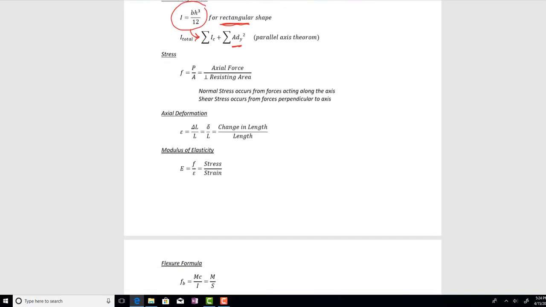When it comes to the stress equation, this is the general stress equation. Stress equals the point load divided by the area. This is simply the axial force divided by area. Stress equals force divided by area in general. And we'll see a couple of other stress formulas here in just a moment. As far as axial deformation, this is just a fancy way of saying strain. Strain is equal to the change in length divided by the original length.